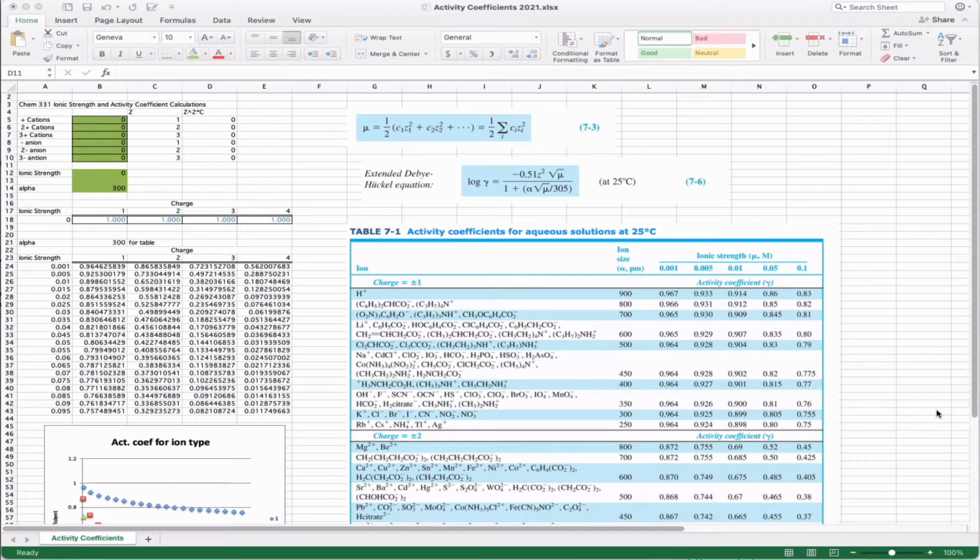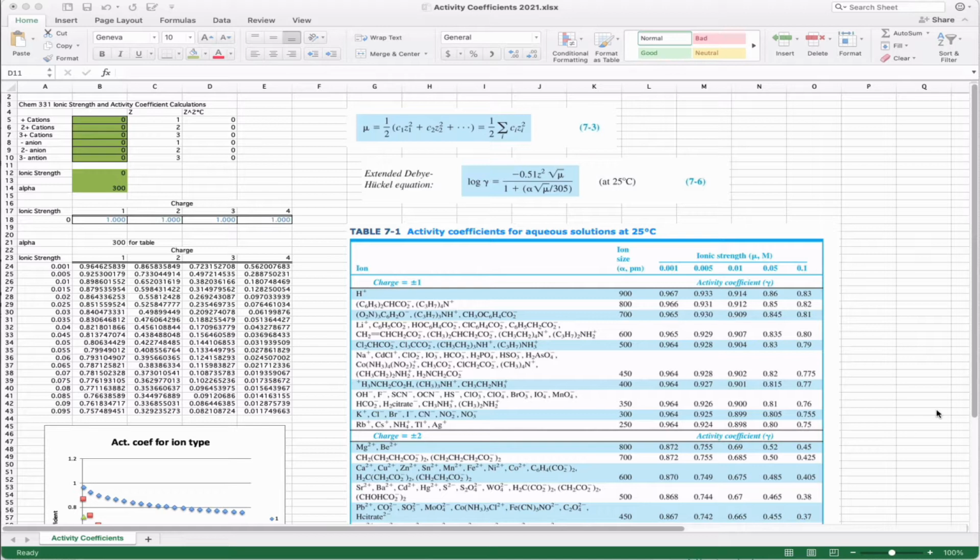Good evening. This is a quick tutorial on calculating the ionic strength and activity coefficients for dilute aqueous solutions. So the problem we're going to solve is: what is the solubility of silver chloride, a very insoluble salt, in a solution of 0.1 molar sodium nitrate?